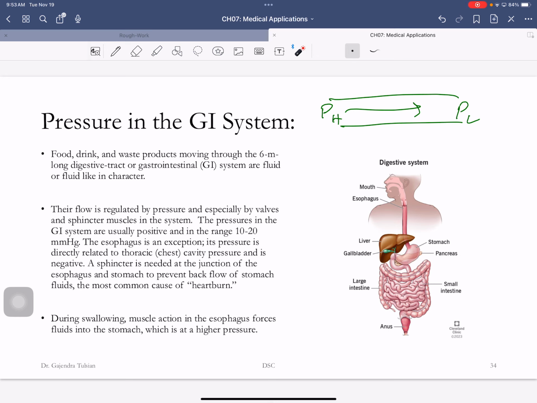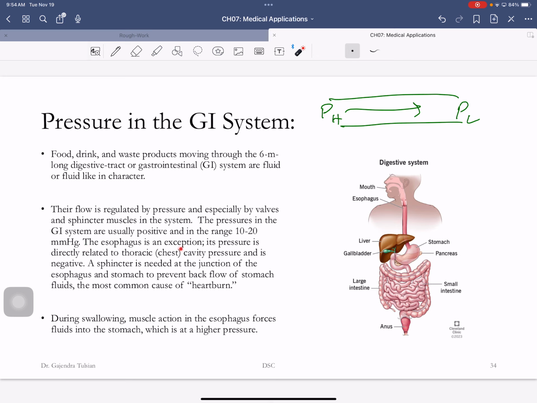All right, so here's something interesting. This flow is regulated, like I said, any fluid, the flow is regulated by pressure and valves and sphincter muscles in the system. The pressures in the GI system are usually positive and in the range of 10 to 20 millimeters of mercury. So stuff flows from higher to lower pressure, of course.